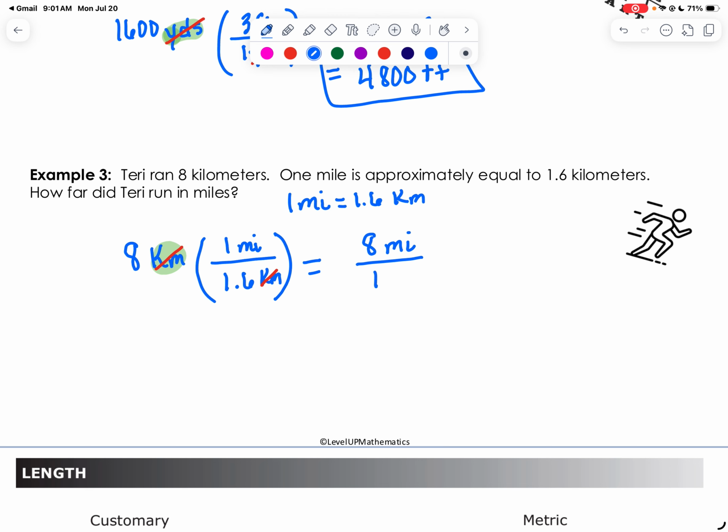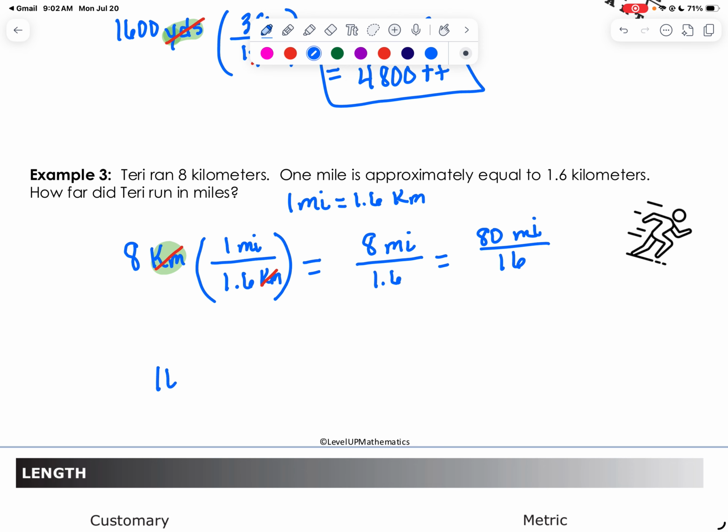over 1.6. Whoops, I'm sorry, the kilometers, those eliminated. So it's just 8 miles divided by 1.6. Now remember, in division, your divisor can never be a decimal. So I want to move the decimal over one place to the right. But if I do that to the bottom, I have to do it to the top. So this would be equivalent to 80 miles divided by 16.